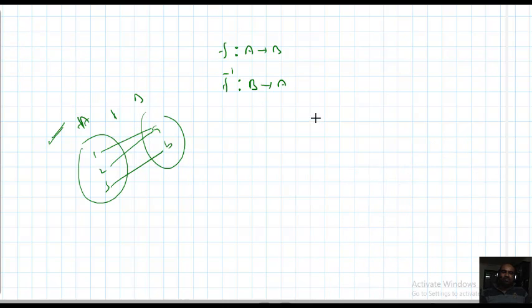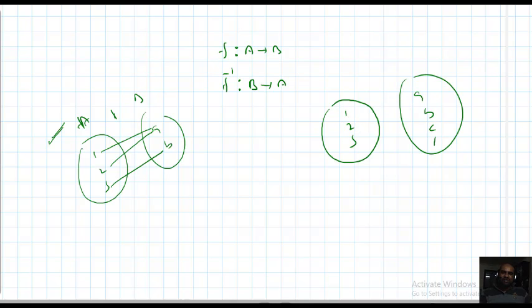Students, listen. Take one more example. 1, 2, 3, A, B, C, D. Yeah, F is a function from A to B only. B to A is not a function. A paired with 1, B paired with 2, C paired with 2. But what about D? D is not paired up. That's why F inverse, a relation from B to A, is not a functional relation here.